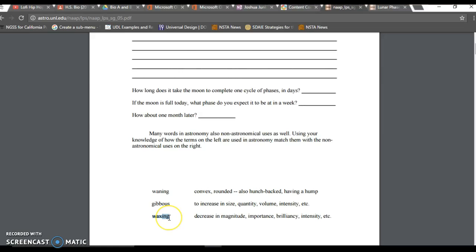If you're waxing, waxing means that the moon is receiving more light, it's becoming more intense, so it's the opposite. So waxing is the opposite of waning. Waning is you're getting a decrease in magnitude or brilliance or intensity of the light. In other words, the moon is getting less light and it's darker looking. Waxing means that the moon is slowly increasing how much light it's getting.